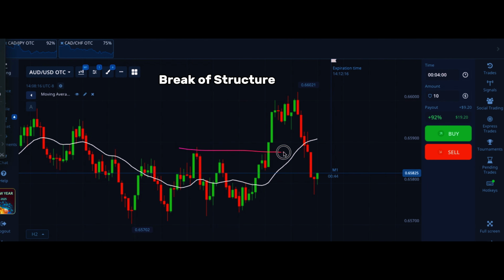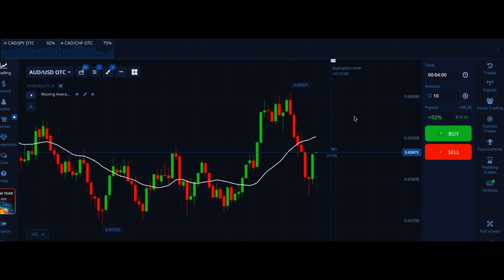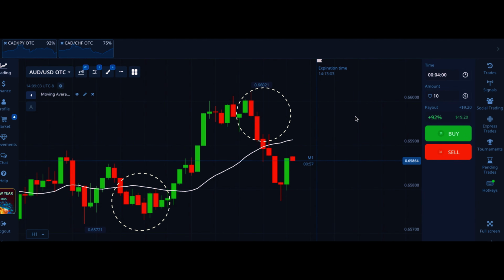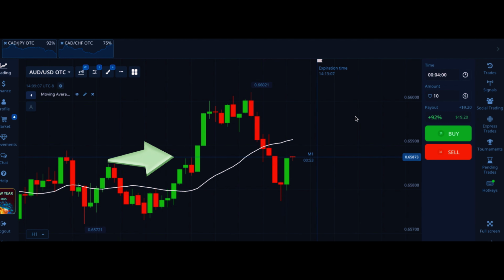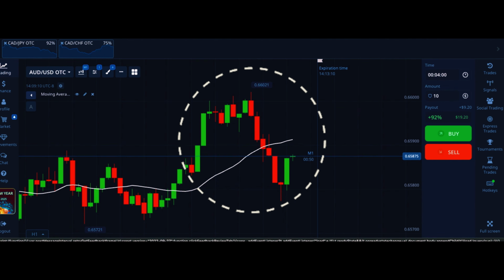Break of structure. I've talked about this many times before. A break of structure is a shift in the market trend. When price breaks a key high or a key low, this often means that the trend is reversing or accelerating. Recognizing break of structure is another key way of catching a trend very early before it changes.